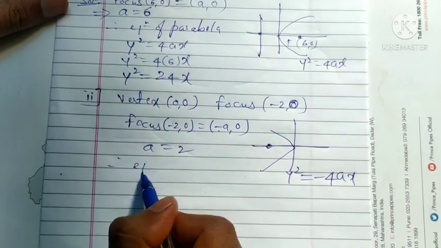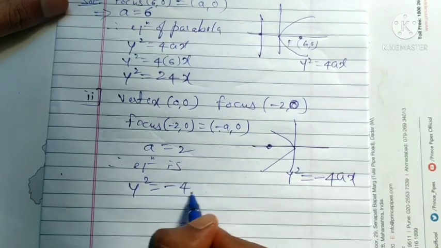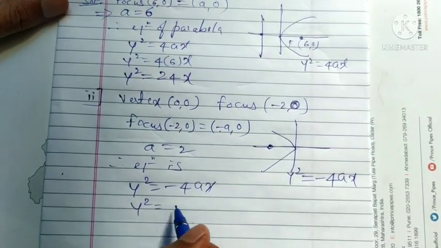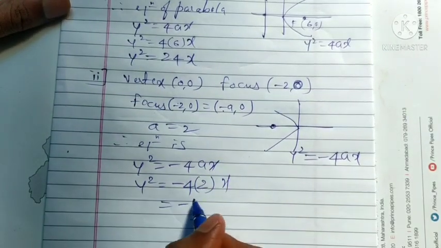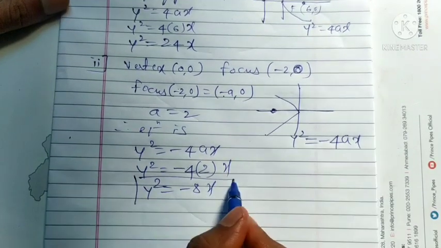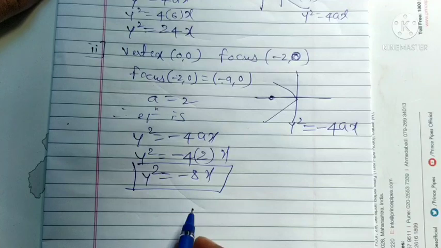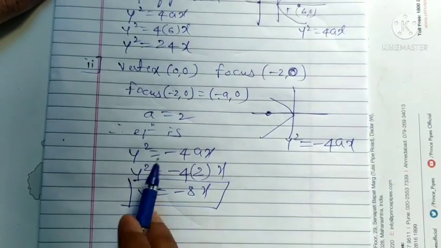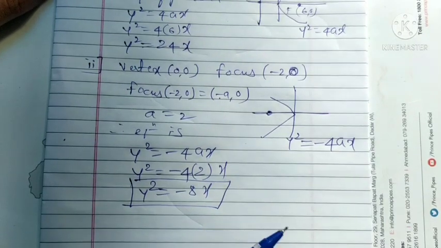Therefore the equation of the parabola is y square is equal to minus 4ax, y square is equal to minus 4 into 2 into x, that is, y square is equal to minus 8x. This is how you find the equation of a parabola, so this is all about finding the equation of a parabola with given conditions. Try to solve the remaining problems from the exercise, and if you have any doubts you can contact me.